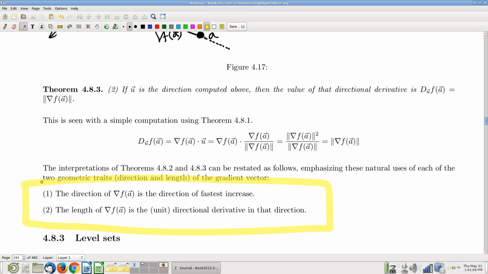So what we have here, these two previous questions we've considered, when you combine the results together, is a characterization of natural interpretations of direction and magnitude. The geometric aspects of that vector, direction and magnitude, are both the answers to very reasonable and interesting questions. The direction is the direction of fastest increase. The magnitude is whatever the unit directional derivative is in that direction. All right, let me say that a little bit differently. The direction is uphill. The length: how steep is it uphill if you're looking at a graph?